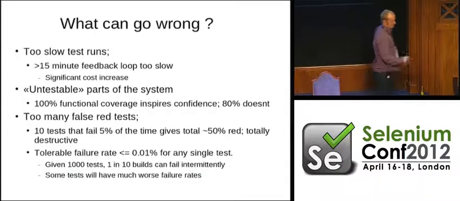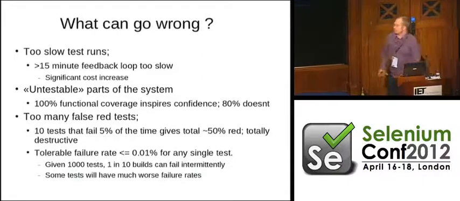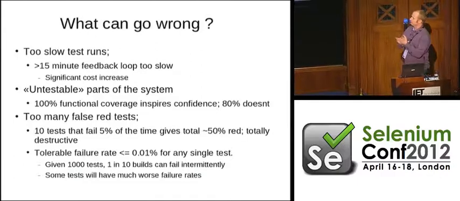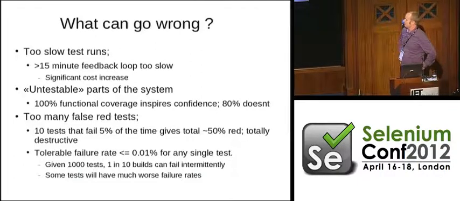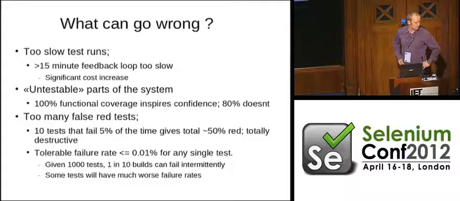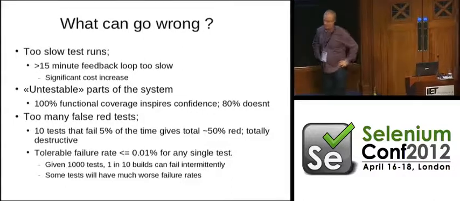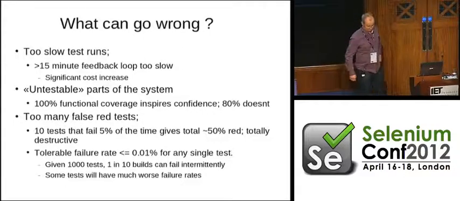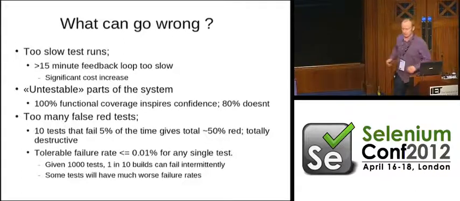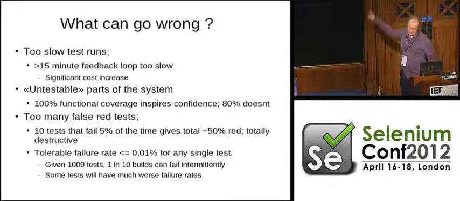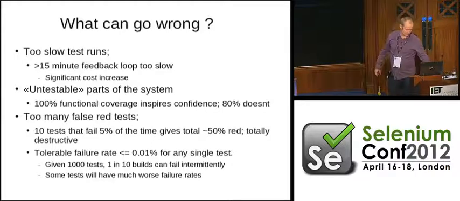So you will be spending quite a lot of energy getting the correct amount of intermittent failures, which probably means something like 0.01% or less for every test. Because if you have 1,000 tests with that rate, 1 in 10 builds will actually fail for some mysterious reason. And ideally, that number should be 1 in 100. So I think the stability you're aiming for is really, really high. And of course, there's going to be some bad apples, which have to be identified and fixed.